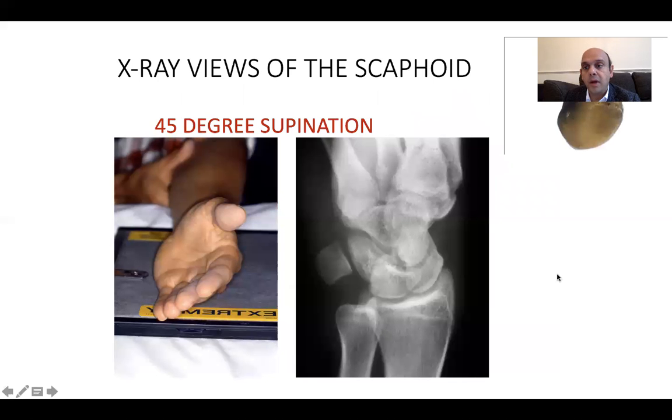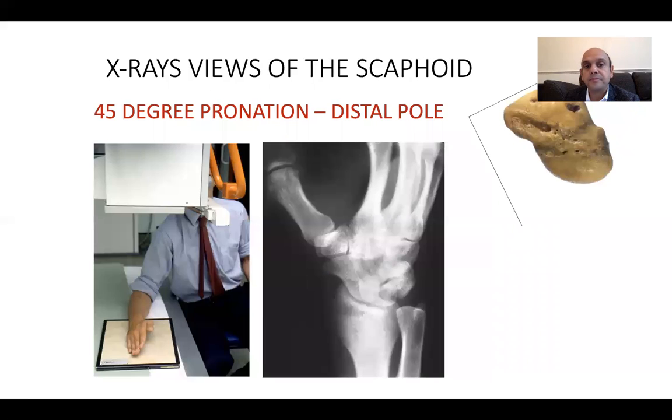Supination view, only one thing to look at. So if you see the bone there and there, you can appreciate the proximal pole, not so much the distal pole. Important to make sure your screw is not penetrating the proximal pole. Pronation, other way around, you can appreciate the distal pole. Again, to make sure the screw is not proud there.